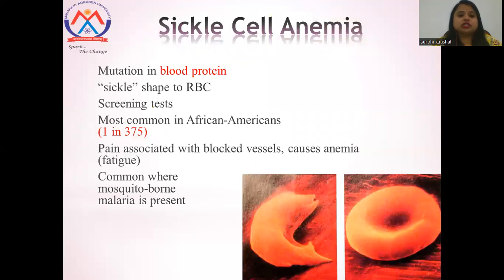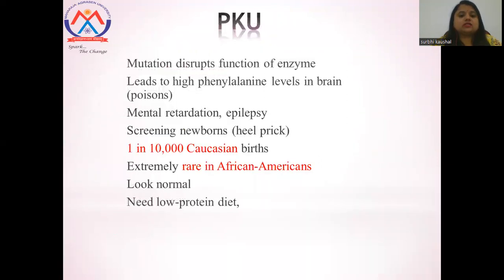Here is a mutation in the blood protein. The RBCs, which are normally oval in shape, become sickle in shape. And there are screening tests for this. It is very common in Africans and African Americans, one case in 375 people. The symptoms are pain associated with blocked vessels, anemia and fatigue, and it is very common where mosquito-borne malaria is present. And last is phenylketonuria, a mutation that disturbs the function of an enzyme.